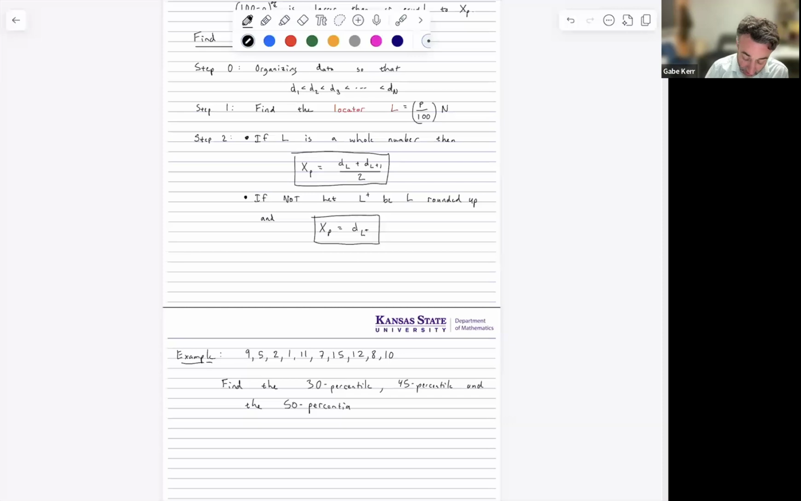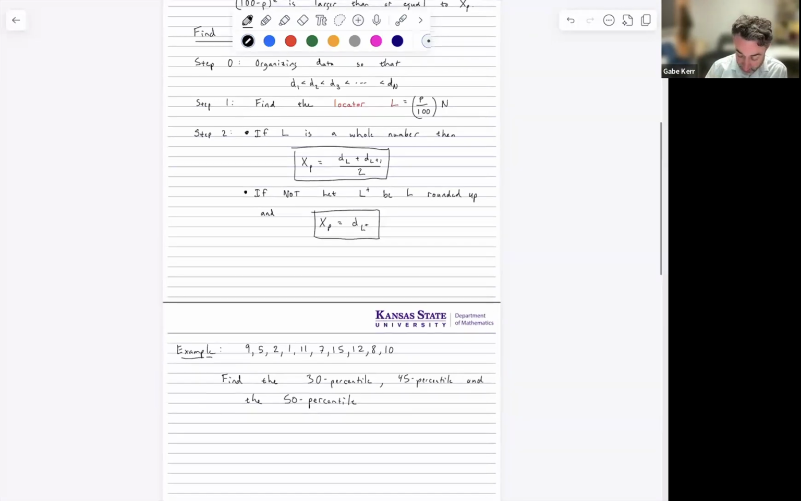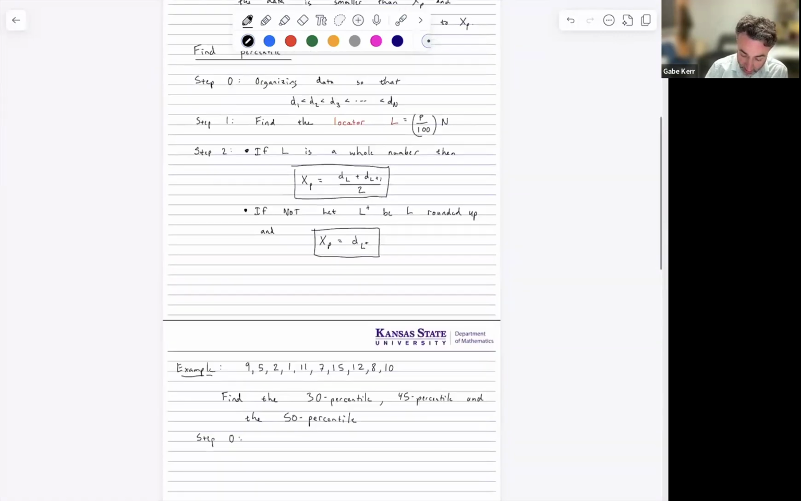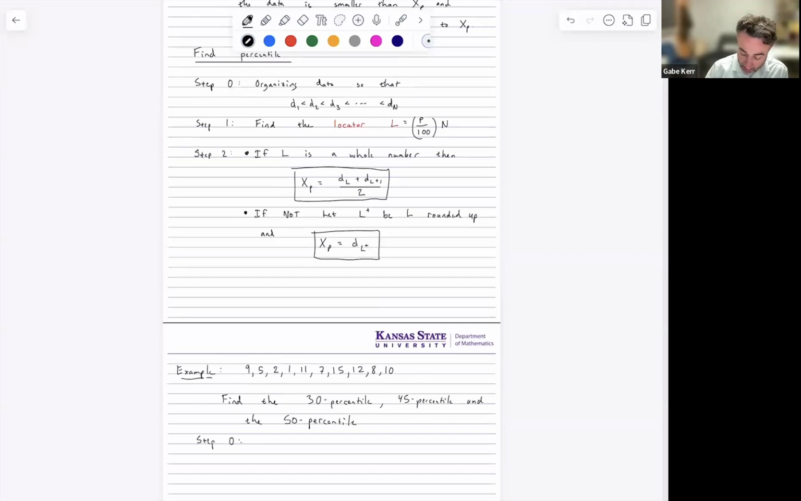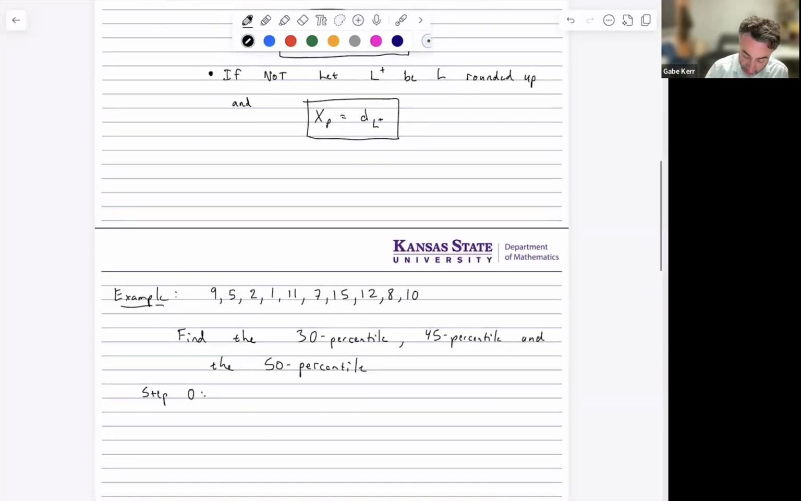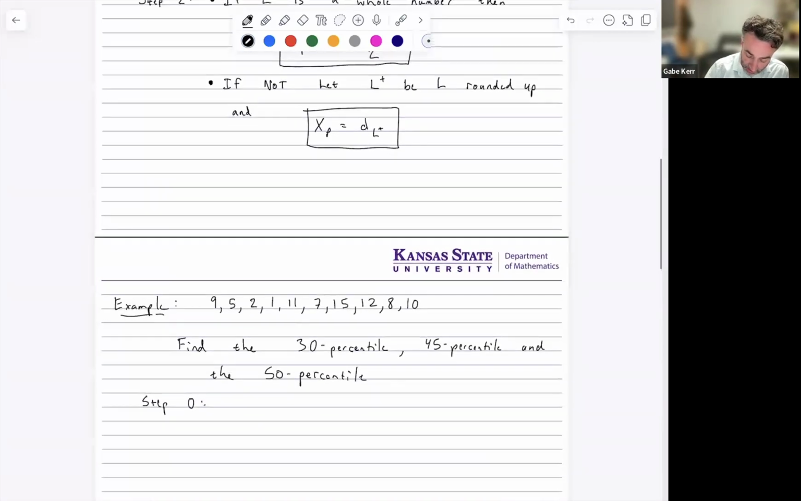So they don't have to be, well, these should give us different numbers, at least typically. All right, let's take a look. So we need to perform our step 0 in all of the cases. It's the same step. We need to organize the data so that it's increasing. Okay, so let's go ahead and do that.